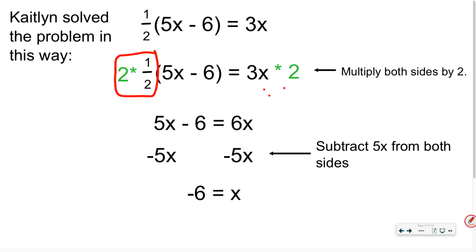So she isolated her variables. And when we do that, we remove them from one side of the equation. She removed the 5x here so that there is no longer a variable on this side. And then she did the same thing to the other side. So her equation is done.